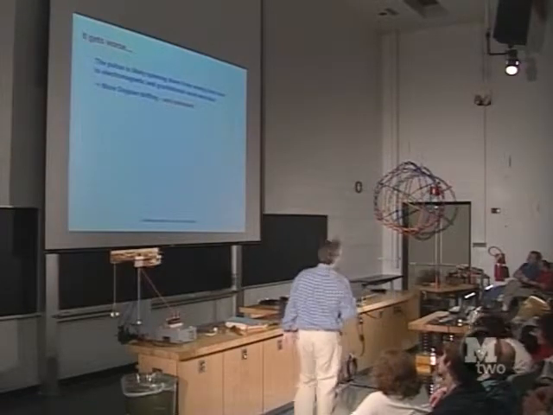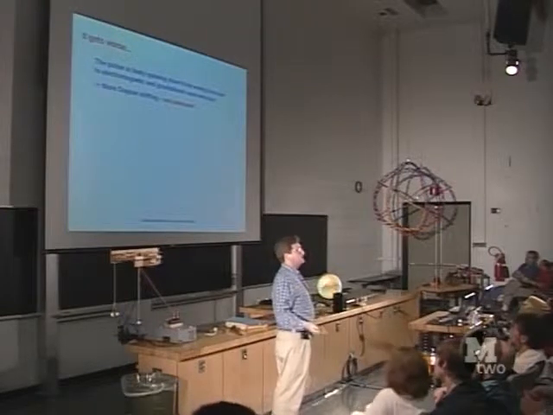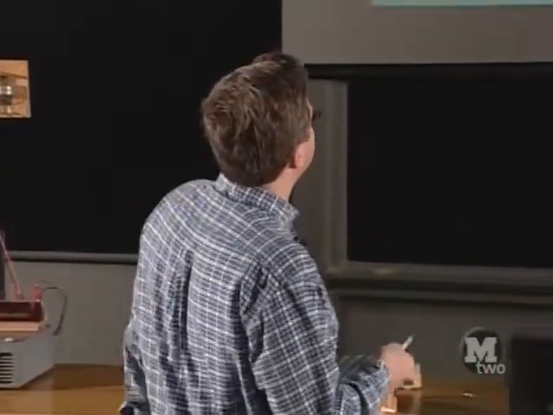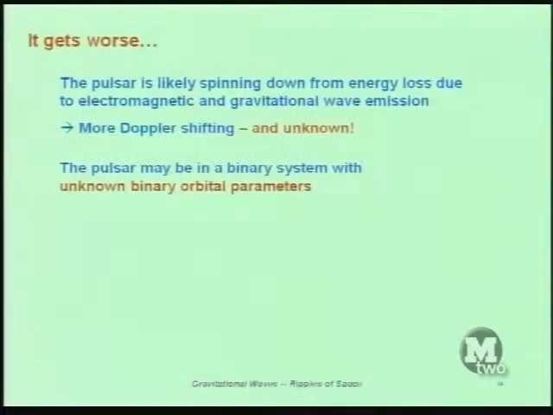The pulsar could be spinning down. In fact, it's likely to be spinning down. If it's emitting gravitational waves, it must be losing energy. So on top of not being a perfect single tone to begin with, it's slowing down, and we don't know what it is. We're looking for stars that we can't see. So we have to look at a lot of different possibilities. The pulsar may be in a binary system with some other star, in which case there could be very large Doppler shifts that we have no idea what they are.